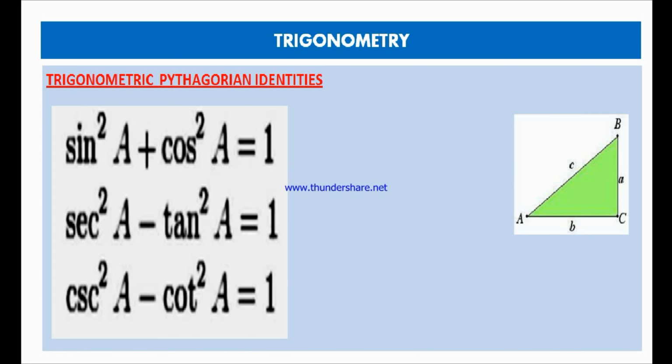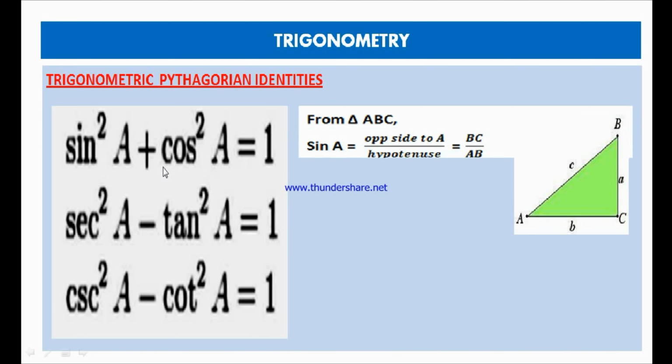You see here, I took a triangle with a right angle at C. A is one vertex, B is the second vertex, and C is the third vertex where you can find 90 degrees. Now BC is the side opposite to A, therefore it is small a units. AC is the side opposite to vertex B, it is small b units. And AB is the side opposite to vertex C, it is small c units. Now let us prove the first identity, that is sin square A plus cos square A is 1.